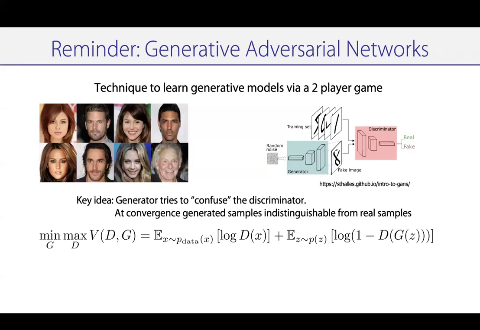Is D of X the probability that it's fake or the probability that it's real? D of X is one if it's real and zero if it's fake. You can think of it as your discriminator trying to maximize the likelihood of real data and minimize the likelihood of fake data. Which means that it's a binary classifier, which is trying to classify between real and fake.